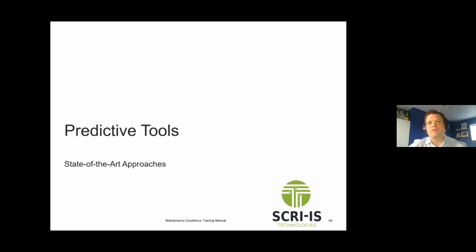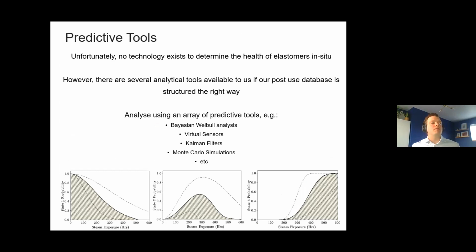And then finally, I'm going to finish off by just having a look at some of the state-of-the-art approaches, some of the predictive tools we can use. So I've spoken about a post-use database, and what I mean by a post-use database is I want to be able to have a database which tells me, when I remove an elastomer, what the failure mode was, and basically how degraded that elastomer was, okay? So basically the condition of the elastomer when it was removed.